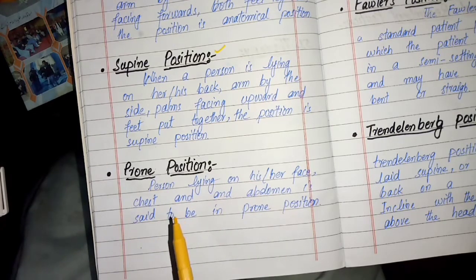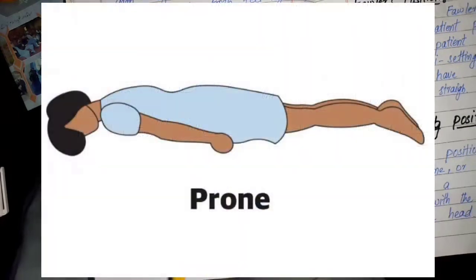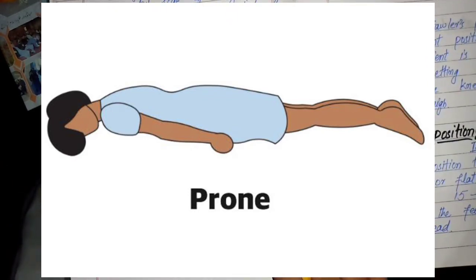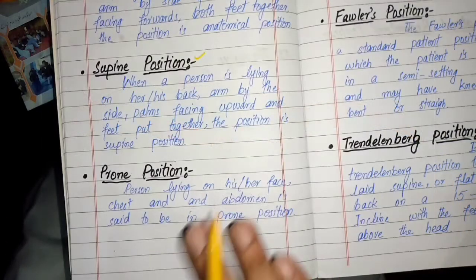You should be very clear about all these positions because they are very important in anatomy, and MCQs are mostly picked from there and just confuse the students, right? So you should be very clear about all these positions. You can also see this in the picture. This is the prone position. The person is lying down, and the palms, chest, face, everything is facing downward.